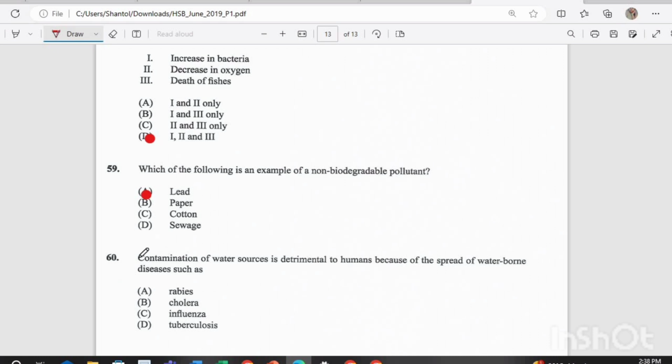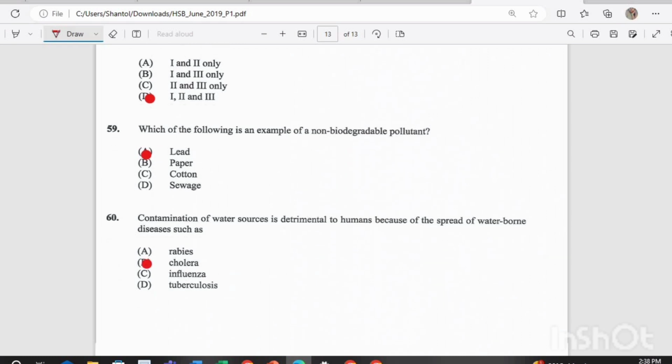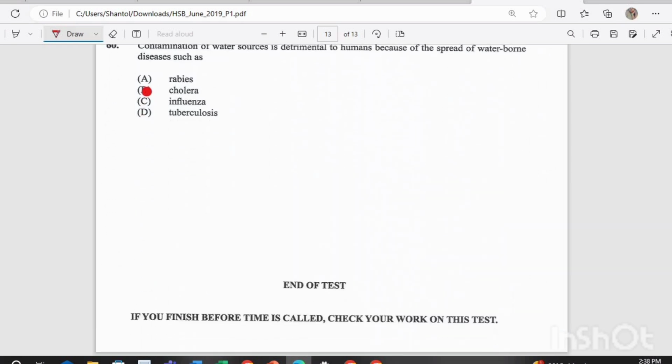And question 60, the last question. Contamination of water sources is detrimental to humans because of the spread of waterborne diseases such as A. Rabies, B. Cholera, C. Influenza, or D. Tuberculosis. The answer there is B. Cholera.